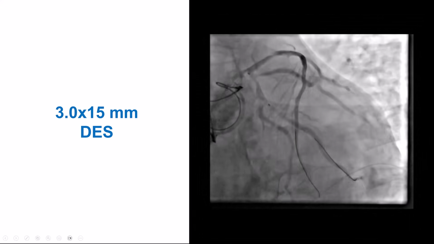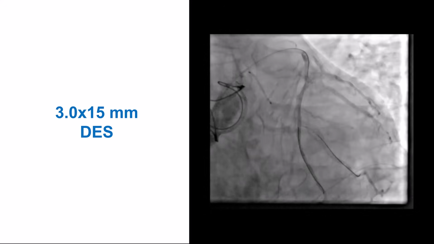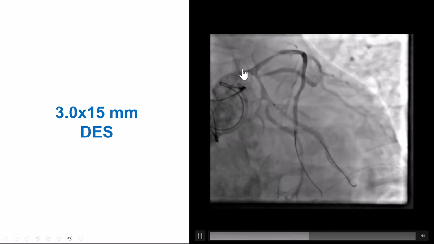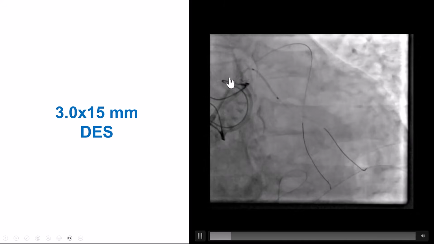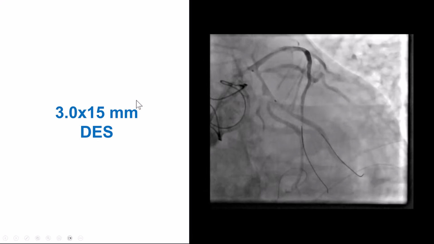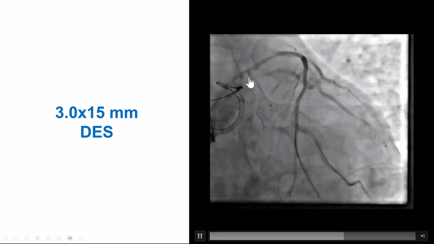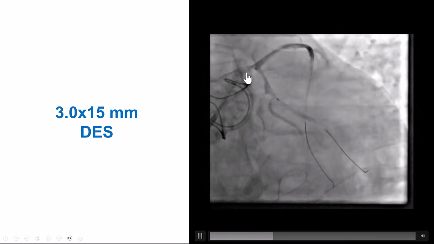And then we decided to stent with a two-stent strategy. And because of the 90-degree angulation between the left main, LAD, and the circumflex, we decided to use a T-stent approach. So this was a 3.0 by 15 mm drug-eluting stent, which we put, we thought, all the way into the left main.